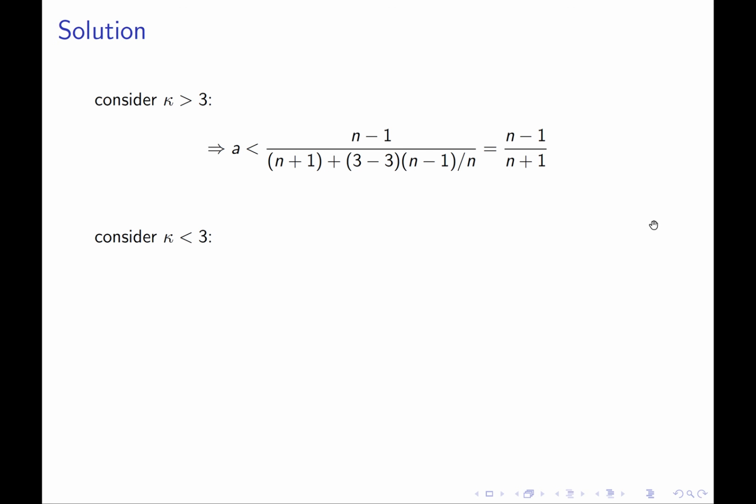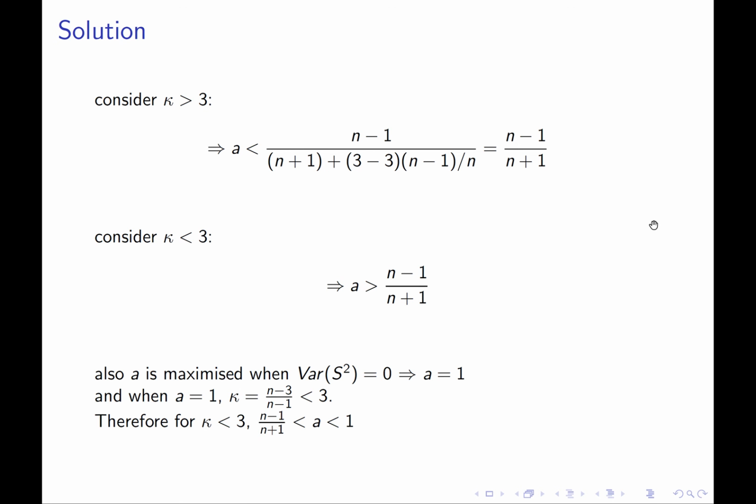Now consider kappa less than 3. This implies the reverse, because if kappa is less than 3, then our denominator gets smaller. So a becomes greater than n minus 1 on n plus 1. But now we have to figure out what our upper bound for a is if kappa is less than 3. So we know that a is maximized when the variance of s squared equals 0, which implies that a equals 1.